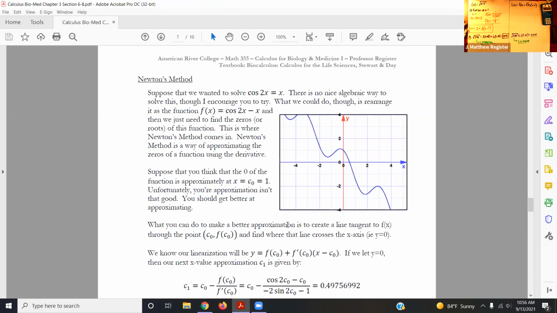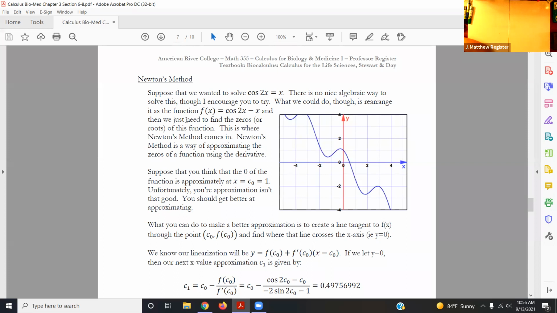And Newton's method is complicated. I tried to remove a lot of the Newton method problems from the homework, I seem to recall, because it is a very, very complicated process. And so suppose that you wanted to solve the equation cosine of 2x equals x. There is no way to do this algebraically. So try it, see what happens. You'll spend a lot of time trying to solve it.